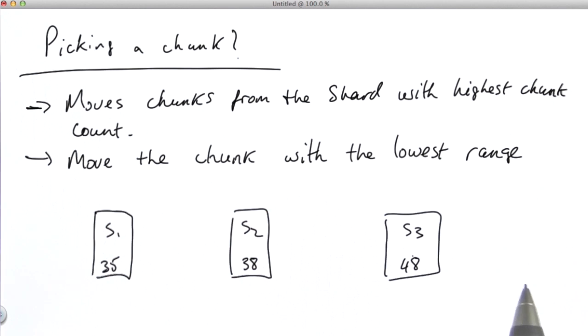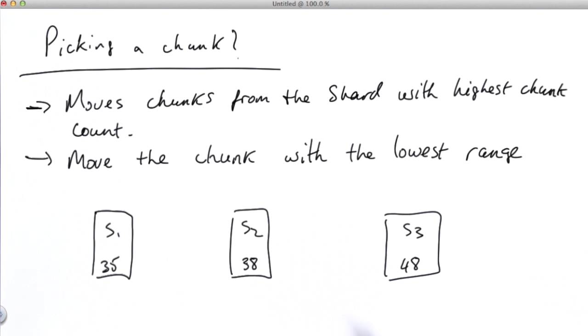So we've got 3 shards here. We've been inserting data on them, and shard 3 has gotten more of the data here than the rest, and it has 48 total chunks. Now the difference is greater than 10 here: 48, 38, 48, 35. So we've got a big enough difference for the balancer to kick in.